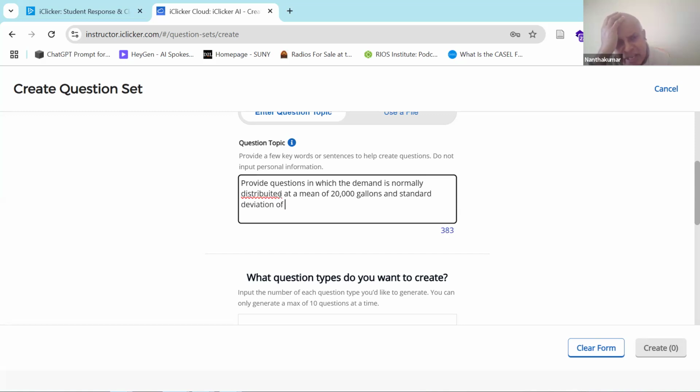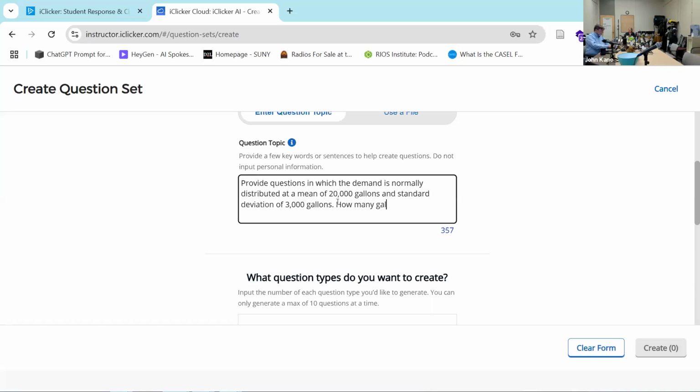How many gallons of gas should the manager keep in the storage tank if he wants the probability of shortage to be less than 0.01? Okay, so I'm not sure if this is going to work so well, but let's see. How many gallons should be kept in the storage tank to avoid a shortage on a daily basis below 0.01? The probability for shortage below 0.01.